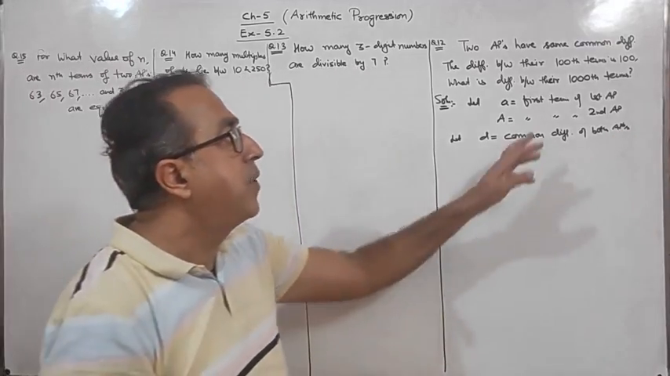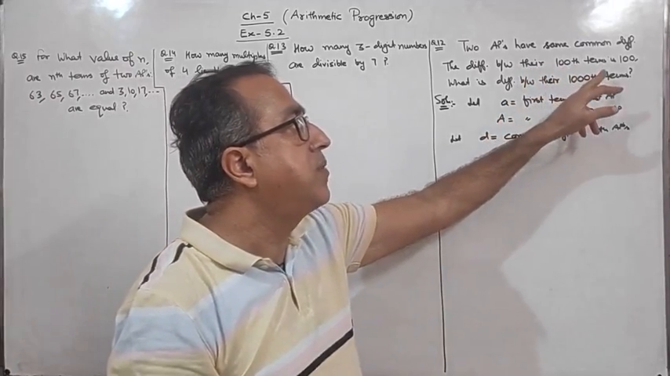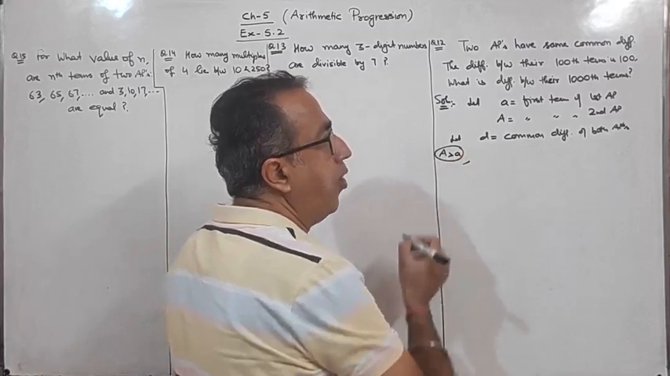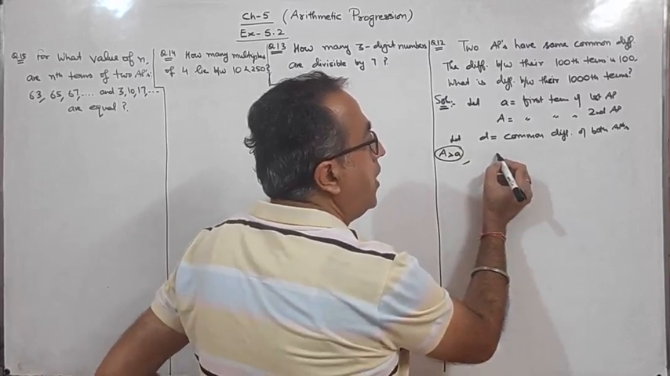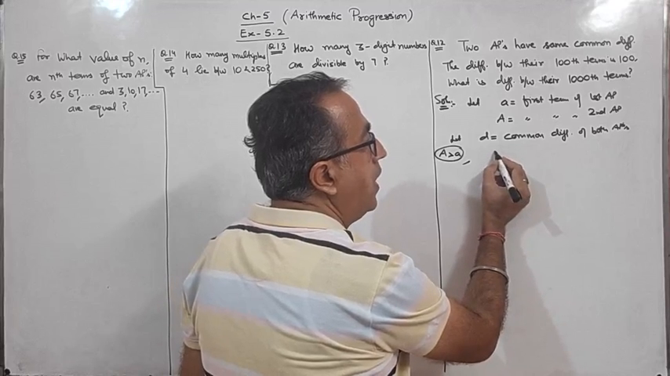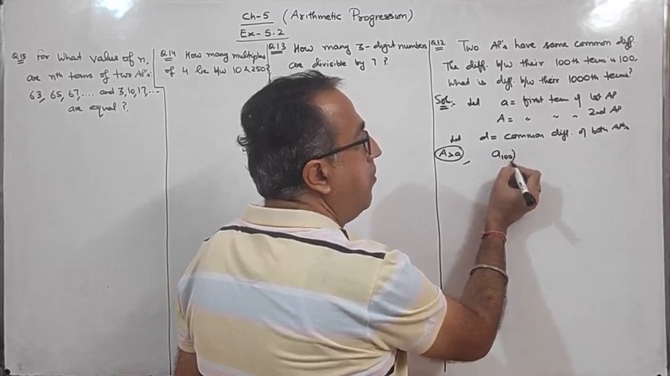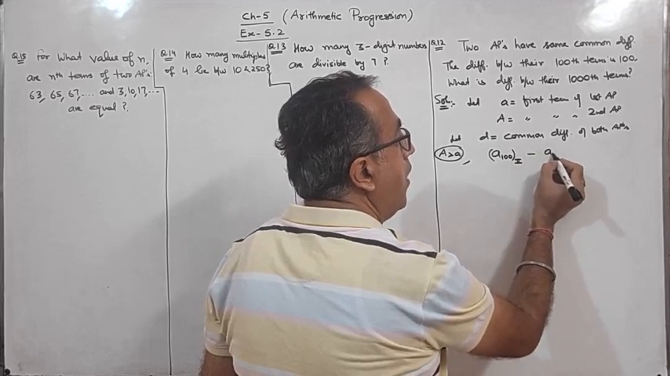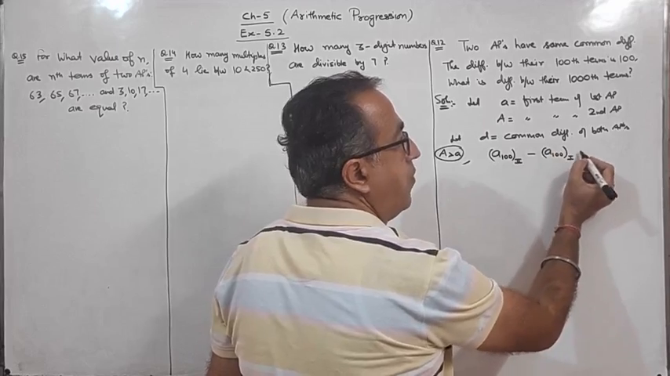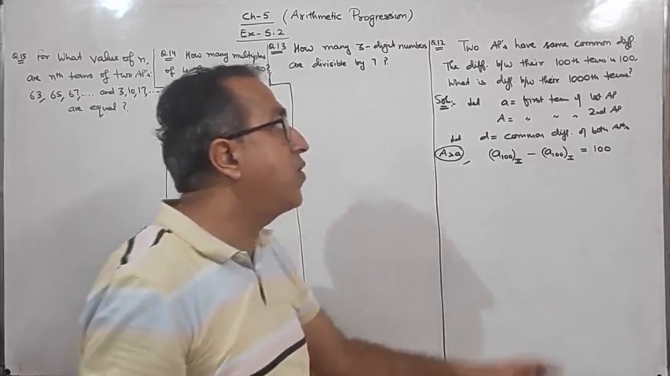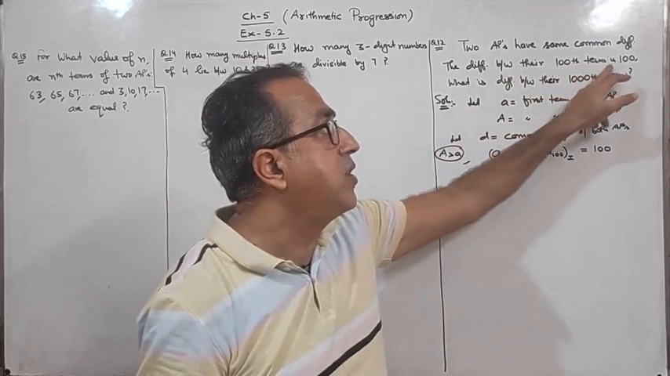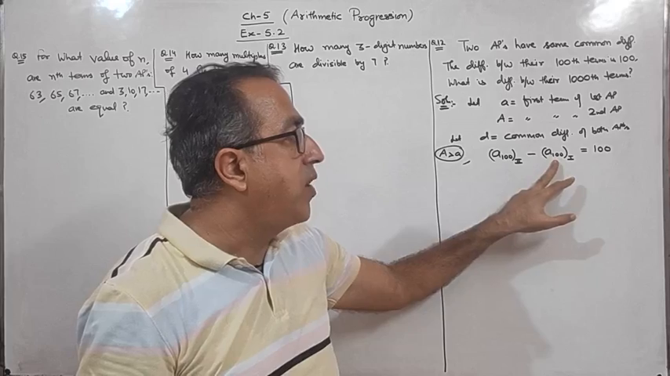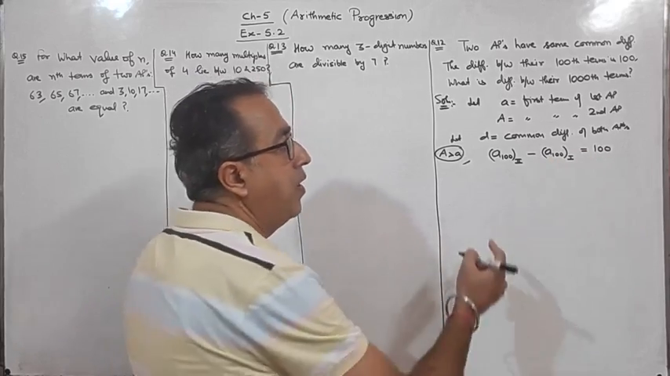Now the question says the difference between their 100th terms is 100. We assume capital A is greater than small a. So the 100th term of the second AP minus the 100th term of the first AP is equal to 100. This is given: the difference between their 100th terms is 100.